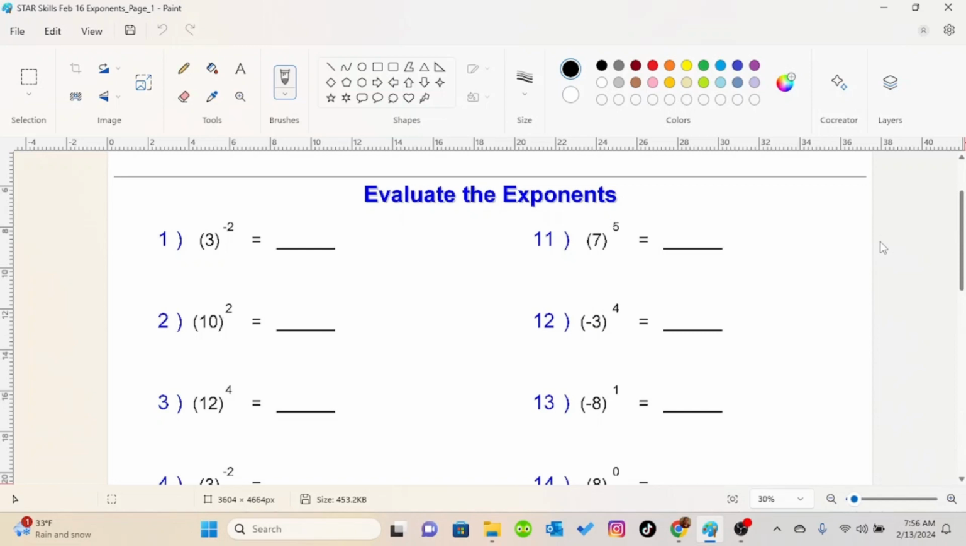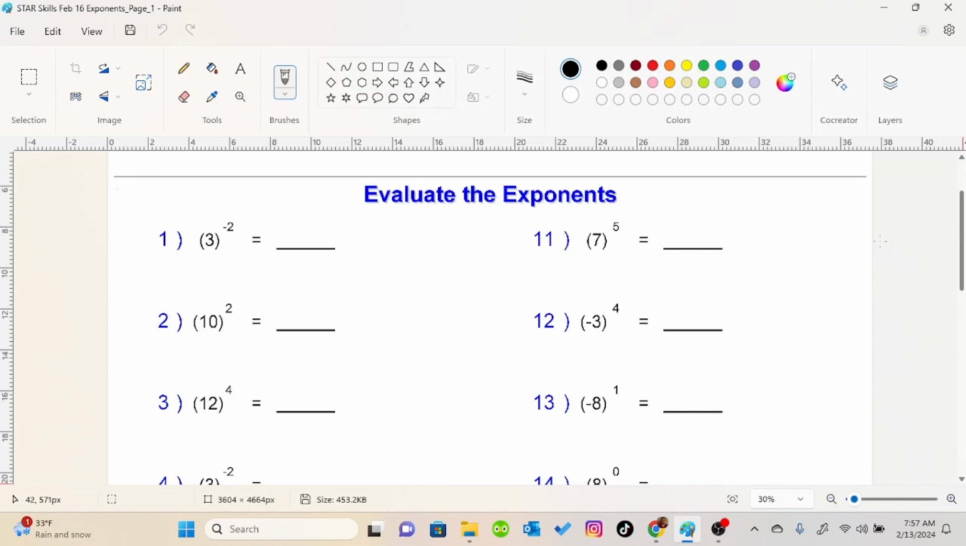On page 1 of the worksheet packet today, we are going to evaluate exponents. On number 1, we have 3 to the power of negative 2.